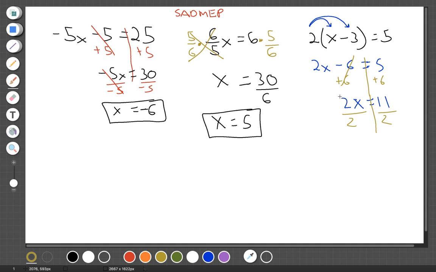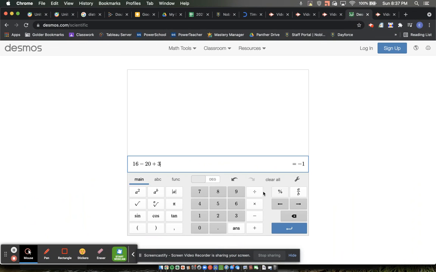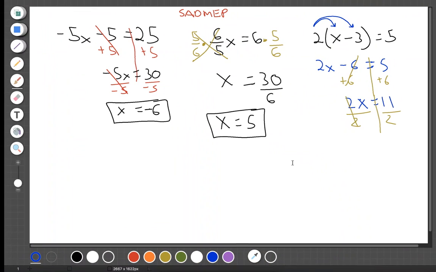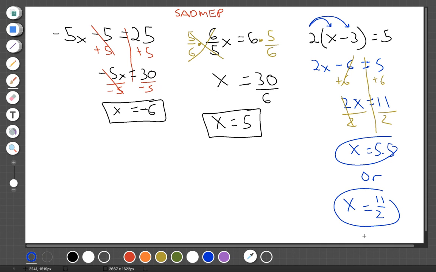Okay, and we're going to end up with a decimal here. But is it a perfect decimal? Well, let's see. 11 divided by 2. Where's my calculator? Check with your calculator. 5.5. That decimal stops. So that's perfect. That we can use that. So x equals 5.5. Or I'd be totally fine if you put x equals 11 over 2. Either one is fine. There you go.